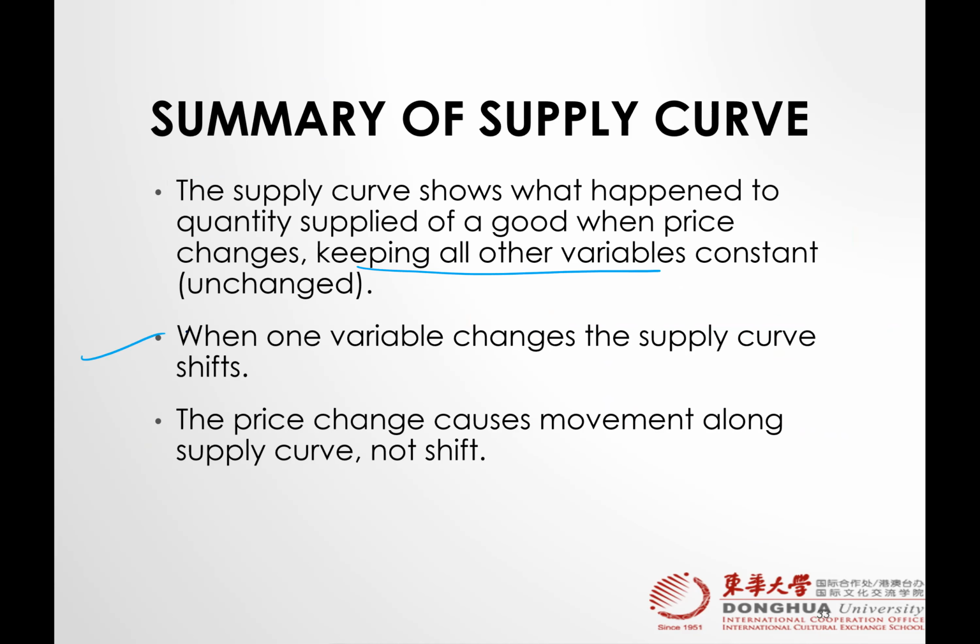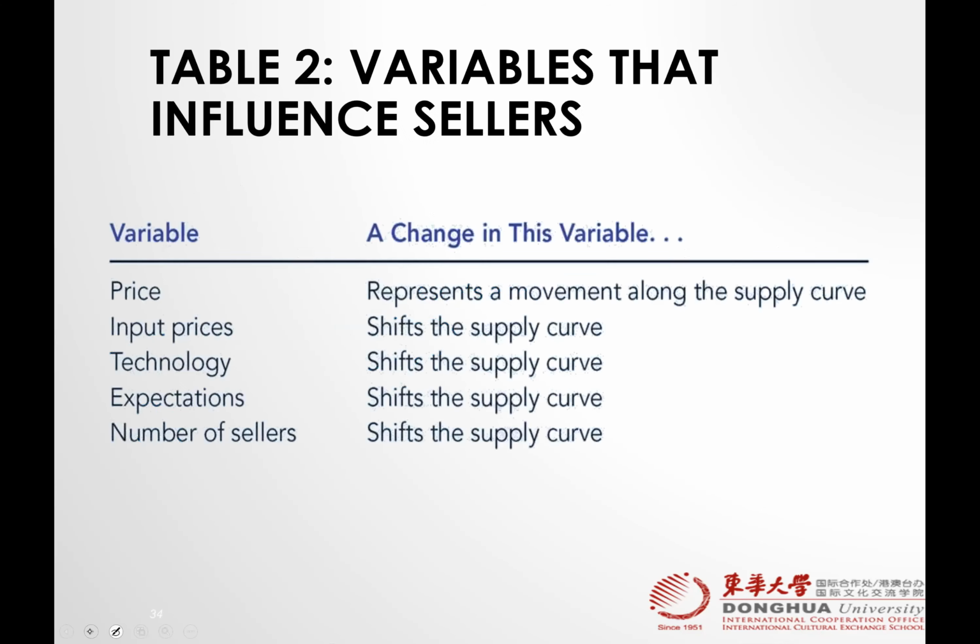When one variable changes, the supply curve shifts. And which are those variables? We talked about four: 1 is input prices, 2 the technology, 3 expectation, 4 number of sellers. So when price causes the change, we call this movement along the curve, not shift.